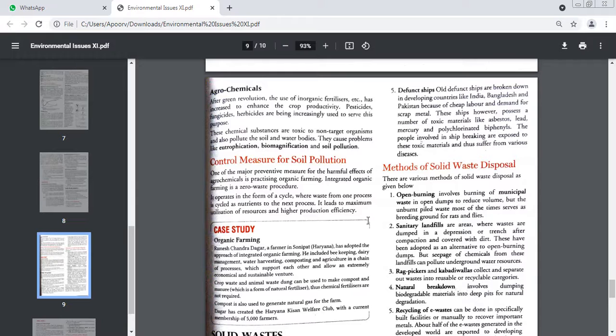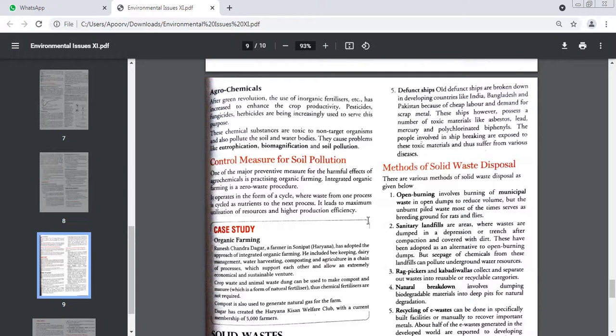Rag pickers and kabadiwalas collect and separate our waste into reusable or recyclable categories. You know about these people. Fourth is natural breakdown: dumping of biodegradable materials into pits for degradation. We make very deep pits, but remember, in these deep pits we can only put which material, biodegradable or non-biodegradable? Biodegradable. Yes. And then it gets degraded. You can use it as manure.